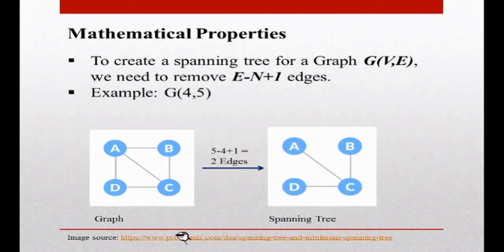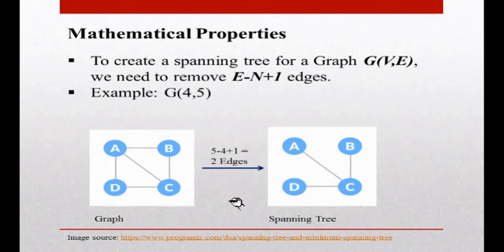So let's look at this with an example. So this is the graph. We have 4 vertices and 5 edges. So how many edges do we need to remove? Because as we've seen in the previous slide, we need to have only 3 edges. How many edges do we have? We have 5 edges. So 5 minus 4 plus 1, which is the number of edges minus the number of vertices plus 1. So e minus n plus 1. So we will have to remove 2 edges.